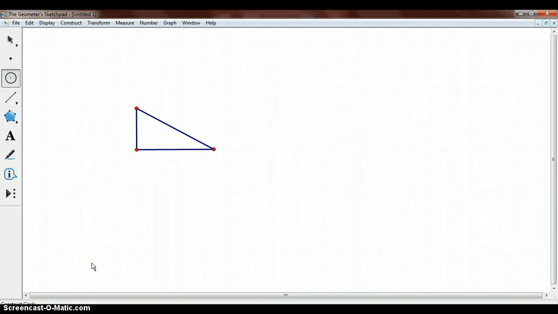Hello, today I will be constructing a proof for the Pythagorean theorem from the first construction on the Cut the Knot website. Here we will begin with an arbitrary right triangle, and this will be triangle A, B, and C.